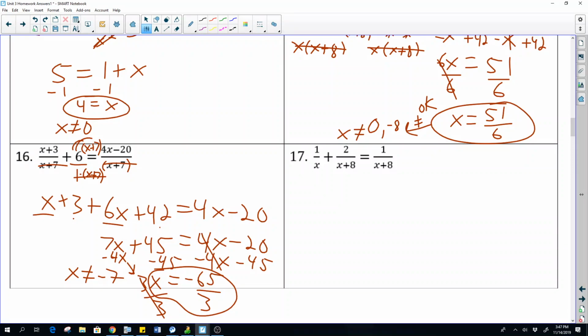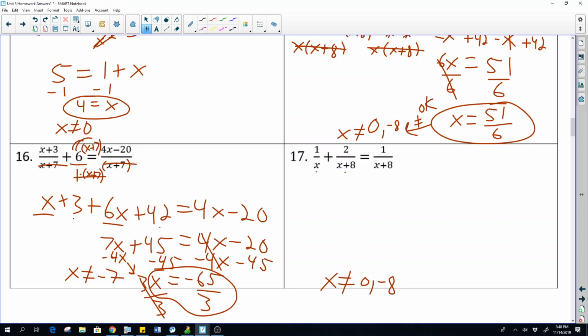Okay, so this one, number 17, as long as x doesn't equal 0 from up here, that's our exclusion, and negative 8 from here, then that's also our exclusion. So as long as we don't get 0 or negative 8, then we'll be okay with our answer.